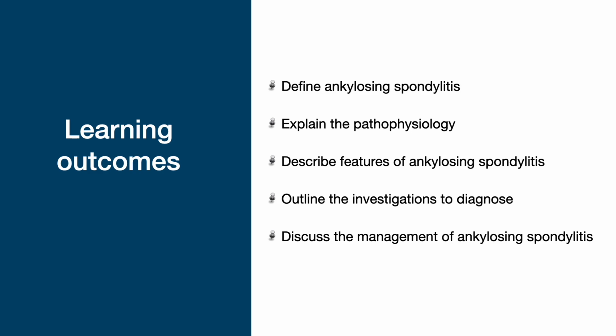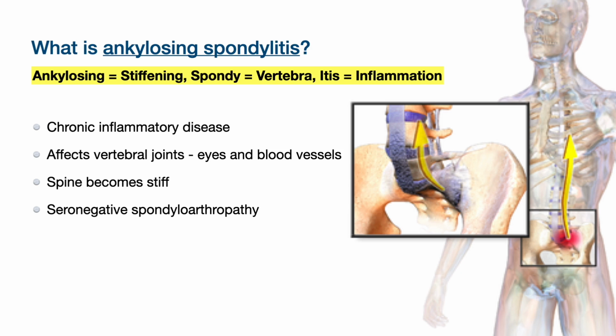Let's get started. So what is ankylosing spondylitis? The term ankylosing refers to the word stiffening, spondy refers to vertebra, and itis is inflammation. So ankylosing spondylitis is a chronic inflammatory disease that affects the vertebral joints, which can also affect the eyes and blood vessels. This disease eventually leads to stiffening of the spine, and it is one of the seronegative spondyloarthropathies because rheumatoid factor is not present in this condition.